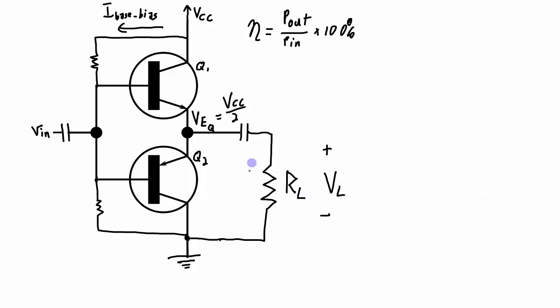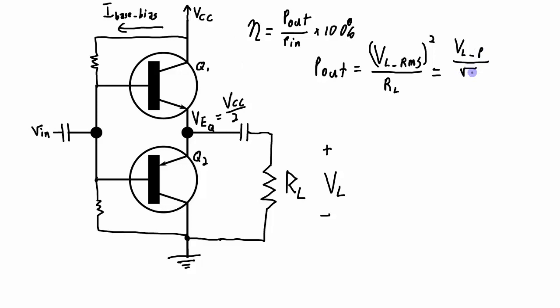The output power is the power dissipated by this load resistor here. There are different ways that we could write this. This could be the voltage across the load, RMS, all squared over the RL value. Or I could write this as the peak over the square root of 2, all squared, and it's over RL. If I work that out, that's going to be the peak voltage across the load squared over 2RL.